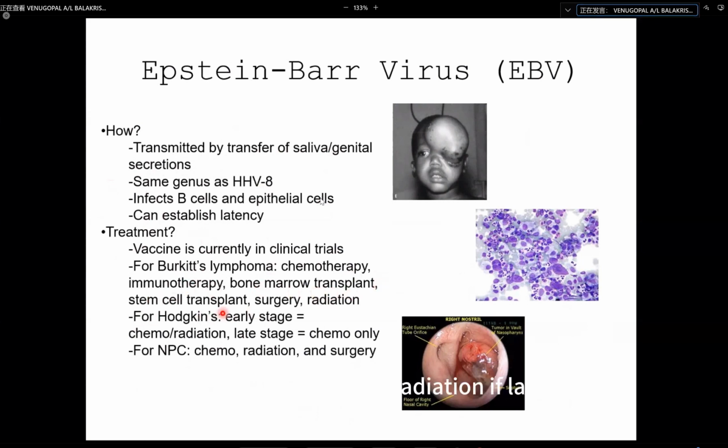For Hodgkin, if early stage, chemo and radiation. If late stage, only chemo. For NPC, it is chemo, radiation, and surgery. Actually, chemoradiation is working quite well. Surgery will be done when it is necessary.